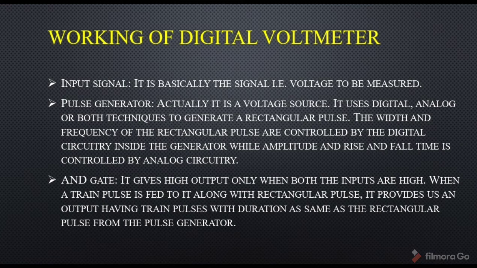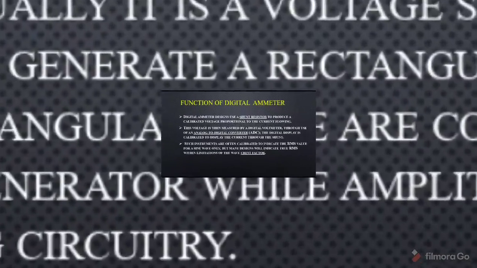In the AND gate, it gives high output only when both the inputs are high. When a train pulse is fed, it aligns with the rectangular pulse. It provides us an output having a train pulse with duration the same as the rectangular pulse from the pulse generator.